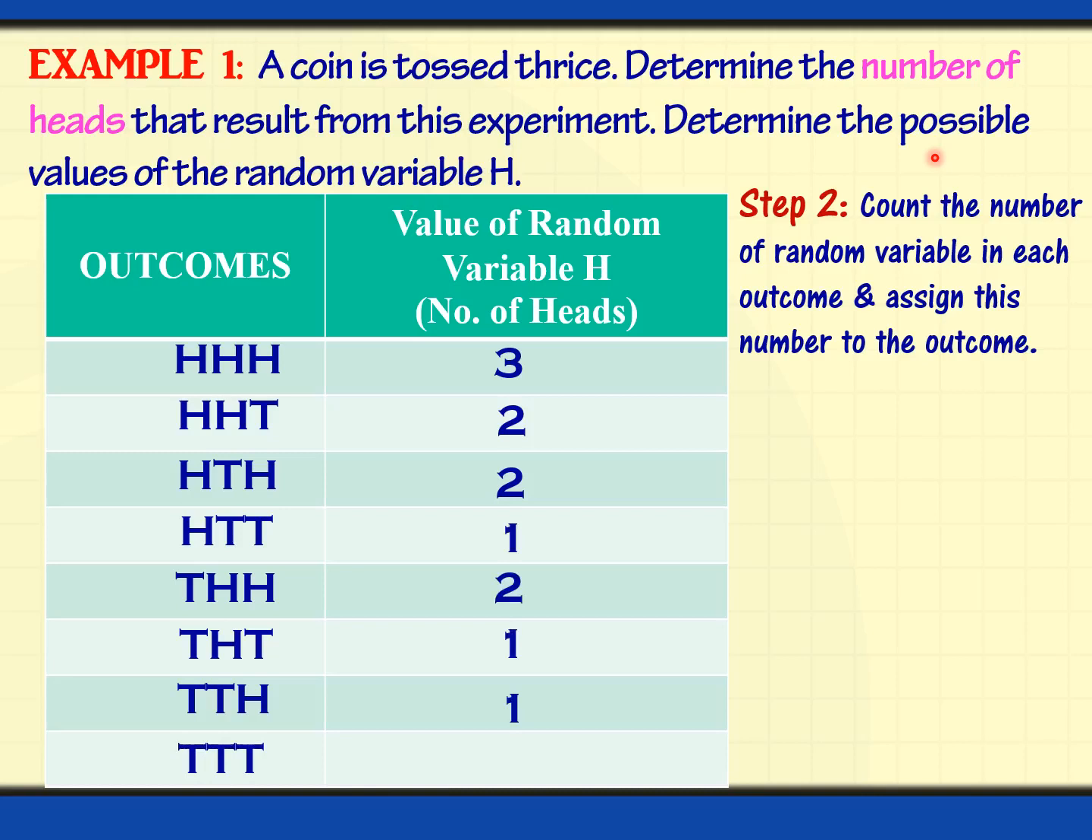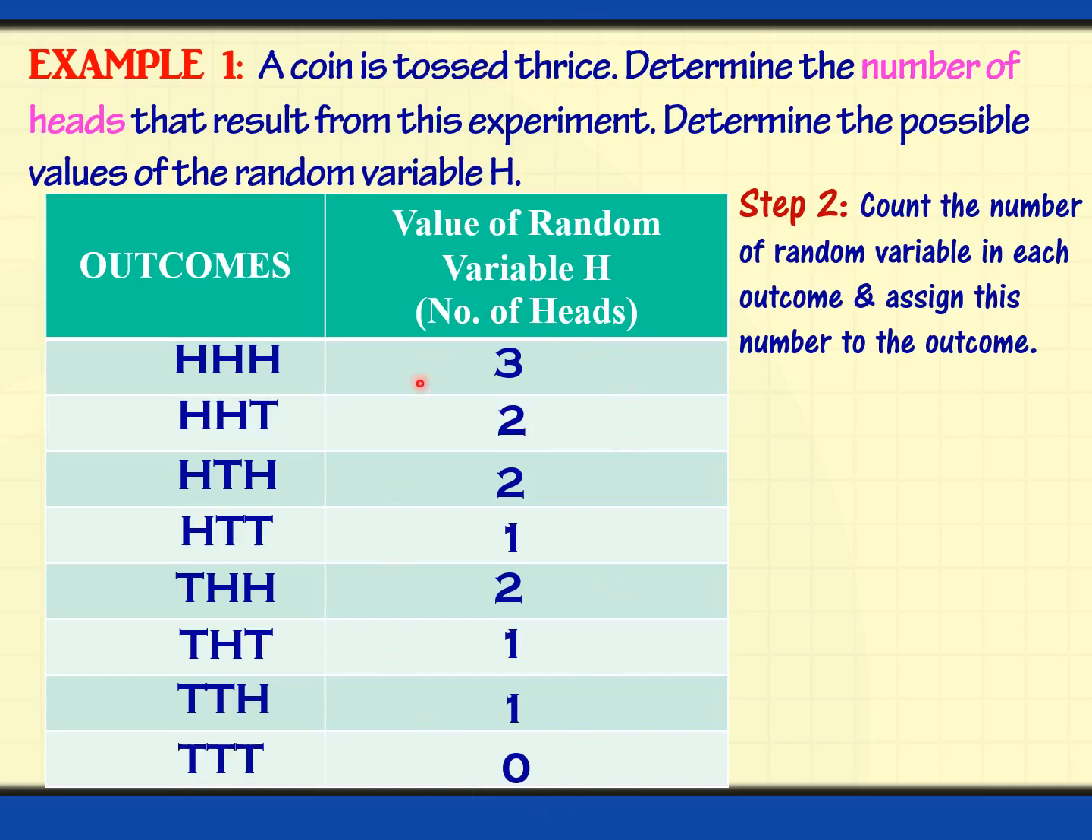And on the last outcome, there is no head, so we have to write it 0. So this is step number 2. Now, step number 3 is to simply write the conclusion. So therefore, in tossing a coin 3 times, these are the possible values.